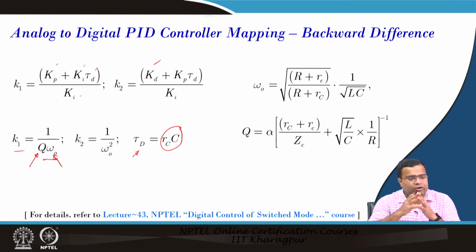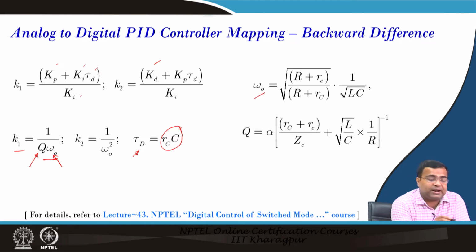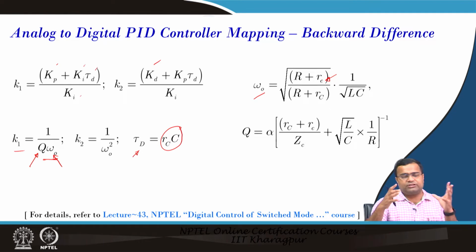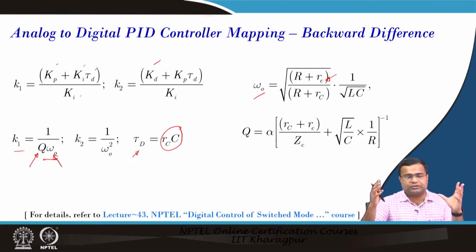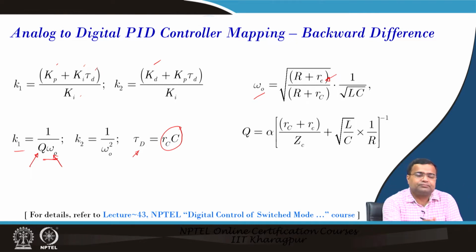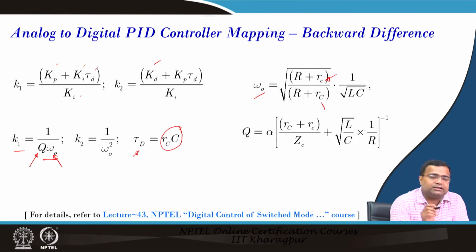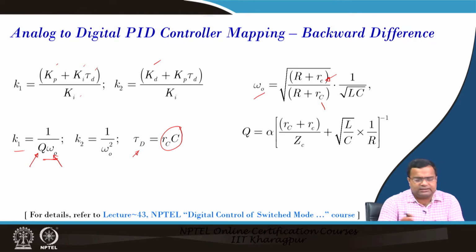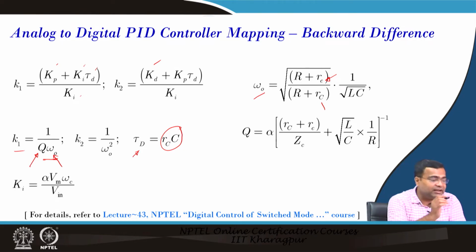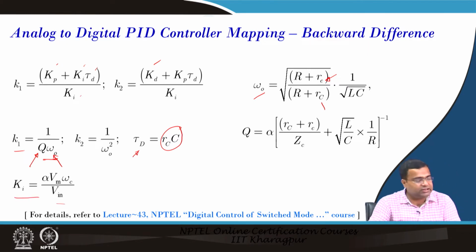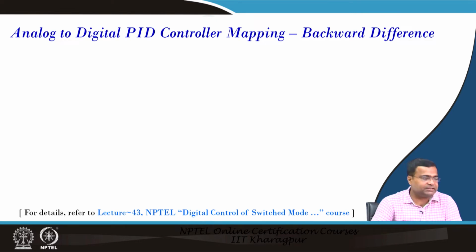Then we already know omega 0 for a practical buck converter, which involves R plus Re, where Re is the equivalent resistance consisting of the RDS on of the switch and the DCR of the inductor, and there is the ESR, and R is the load resistance. The Q formula we have discussed. Then finally, we will get the Ki by suitably considering the crossover frequency that we have discussed.